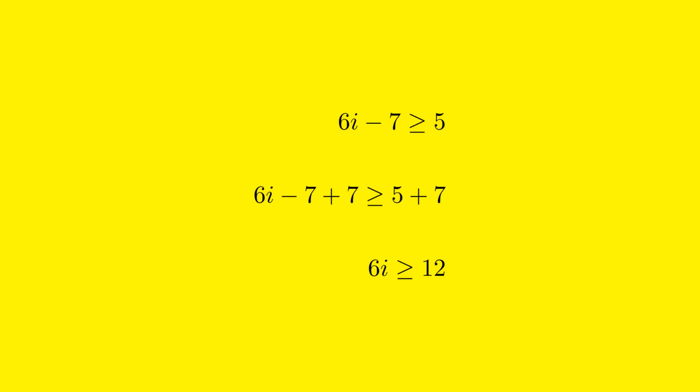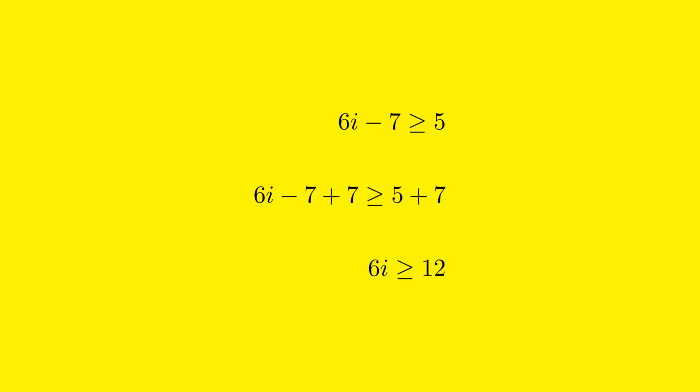First, write out the inequality again, 6i minus 7 greater than or equal to 5. Next, add 7 to both sides. On the left side, negative 7 plus 7 equals 0, which leaves us with 6i. So we now have 6i on the left side. On the right side, 5 plus 7 equals 12. So after adding 7 to both sides, the inequality becomes 6i greater than or equal to 12. We have successfully moved the constant term to the other side, isolating the variable term. We are now ready for the next step.